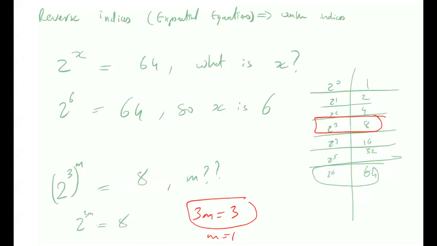Okay, let's take another example, a bit trickier. 3 power negative x equals 1 over 27. What is x?